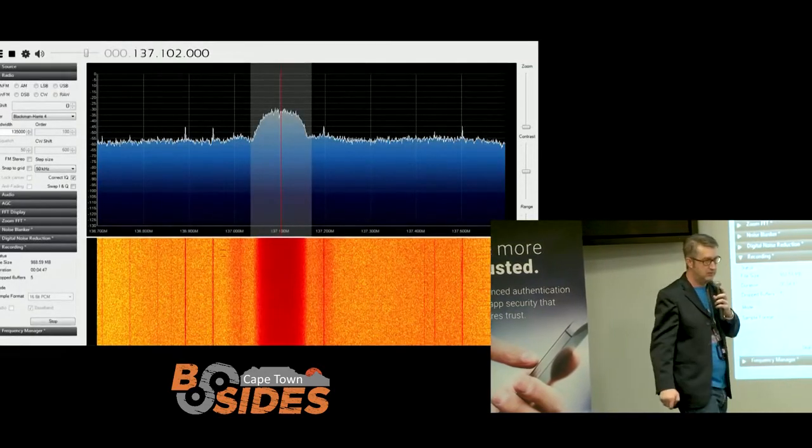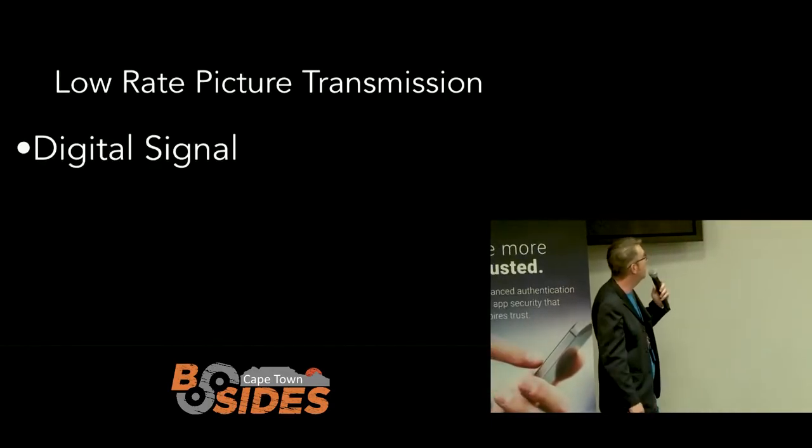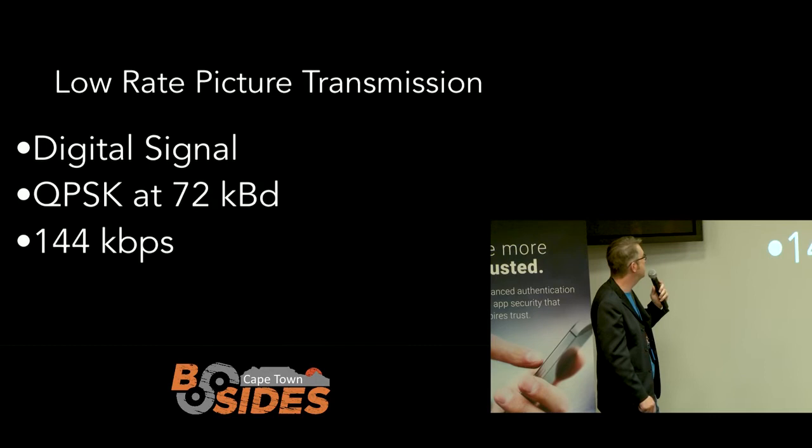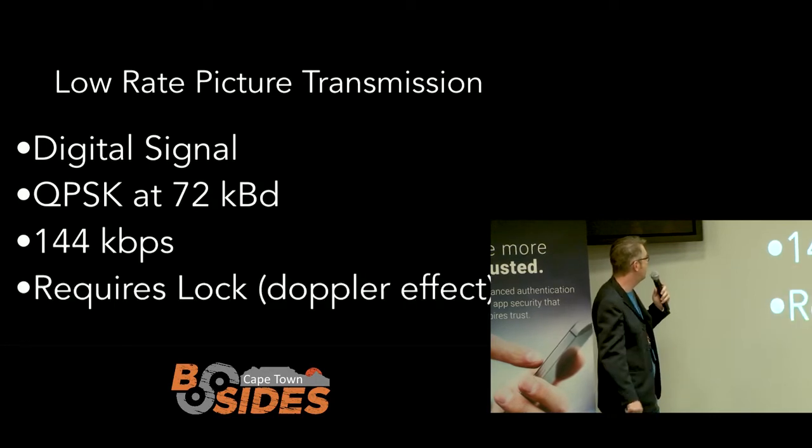It's a digital signal this time. And I had a lot of trouble with this. You've got to demodulate this. They use something called LRPT, or low rate picture transmission. It's digital, it's slow, but that's what we'd expect. And it requires lock for the Doppler effect.